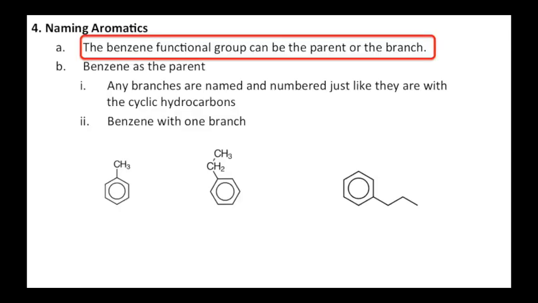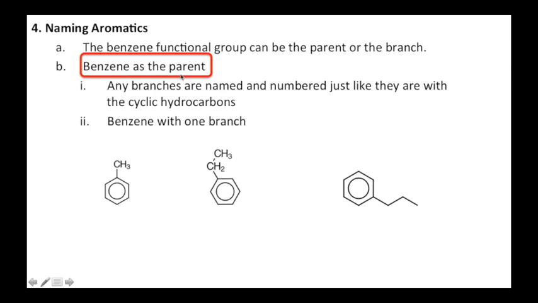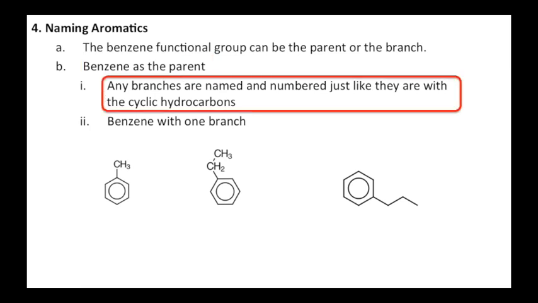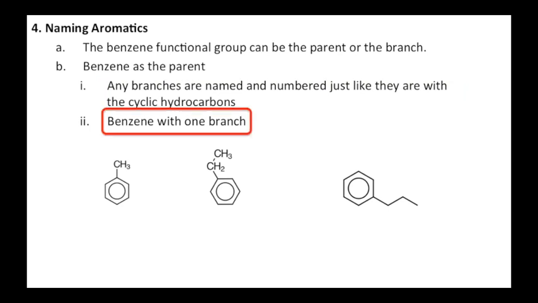Okay, let's name aromatics. The benzene functional group can either be a parent or a branch. Let's deal with it as a parent right now. Okay, now how do we name and draw these? It's just like with cyclic hydrocarbons, and we'll use that pattern number dash branch parent. Okay, so let's talk about having one branch. So let's take a look here. We've got a parent, we've got a branch. Let's say you just used all the rules you already know. What would you name that? Okay, well you might be thinking, okay, this branch will be named before the parent, so this is a methyl, and this is benzene, and this branch is attached to carbon number 1.